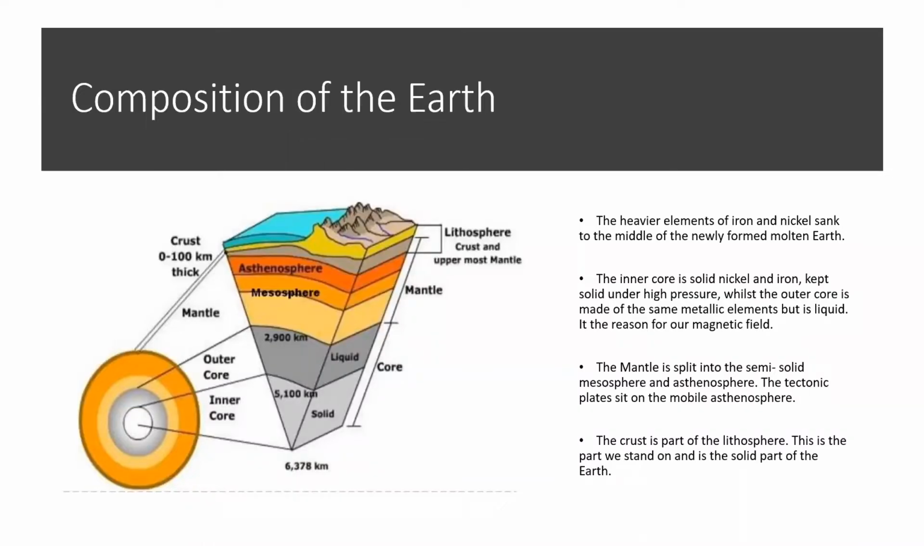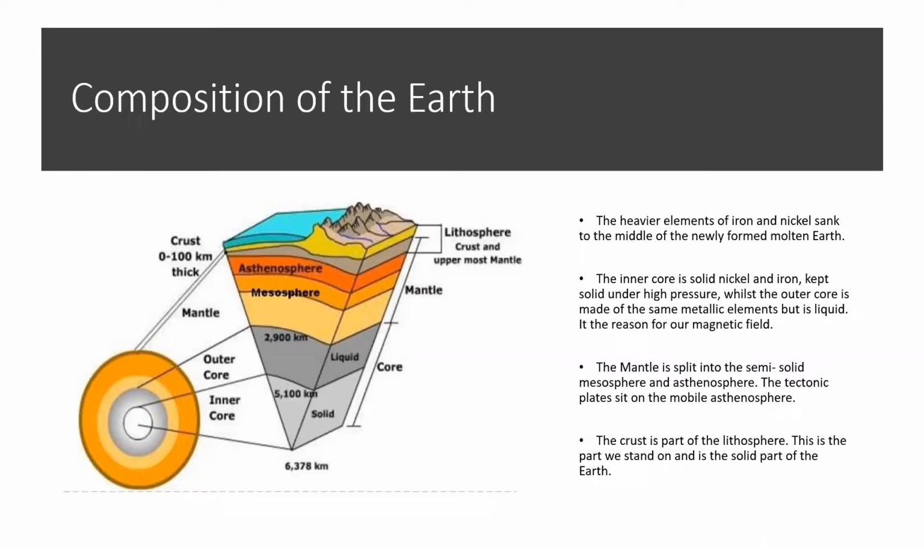Okay, so we've got the inner and the outer core, and it's the reason for magnetic fields I just said there. Right, so I'm going to go a little bit more into the mantle. The mantle is split into semi-solid, again semi-solid, not completely liquid and not completely solid, mesosphere and asthenosphere. The tectonic plates sit on the mobile asthenosphere. Mobile means it can move.